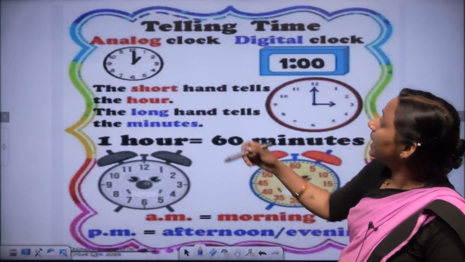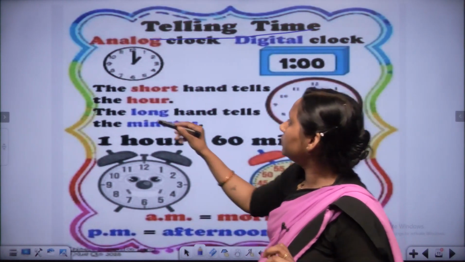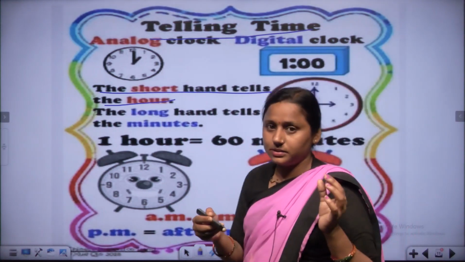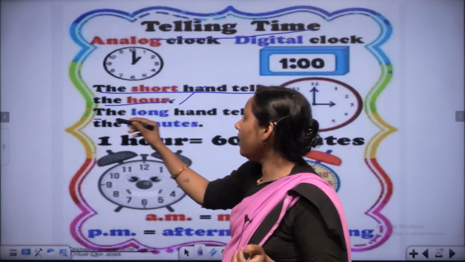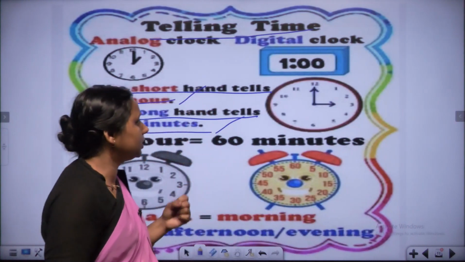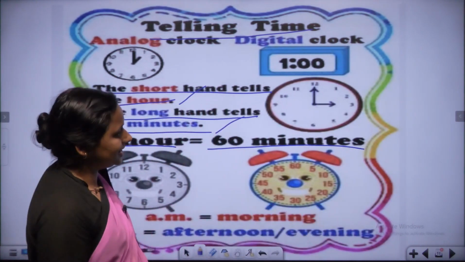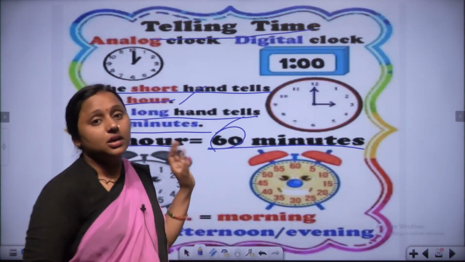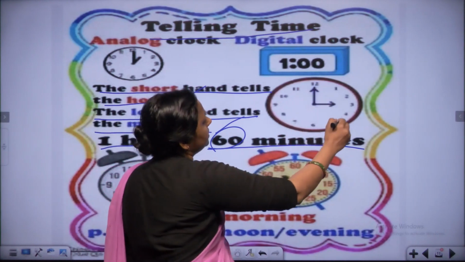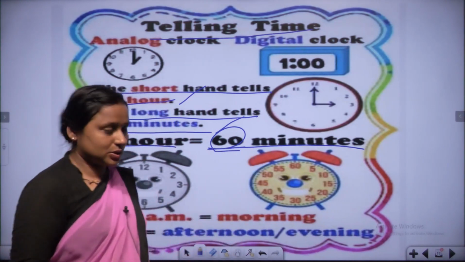Here, telling time. Okay. Analog clock or digital clock. The short hand tells the hour. The short hand, small hand, is called the hour hand, and the long hand tells the minute. All of you know. Okay. The long hand is the minute hand. Okay. And 1 hour is equal to how many minutes, children? Yes, 60 minutes. 1 hour is equal to how many minutes, children? 60 minutes. Okay. When the minute hand makes one full round, completes one whole circle, how many minutes will it take? 60 minutes. Okay.